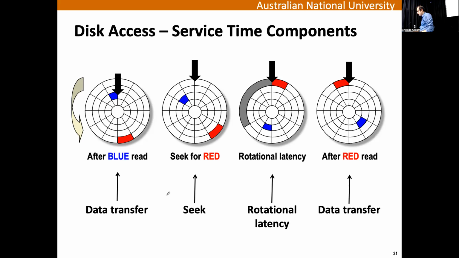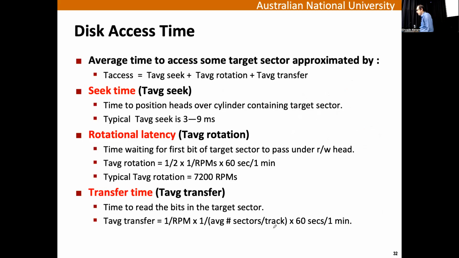So there are 3 components. How long does it take to access a RAM? 50 nanoseconds, done. It's not the same here. Transfer time, seek time, rotational latency. Okay, 3 components of a disk access. Seek time is typically between 3 to 9 milliseconds. A millisecond is 1,000th of a second.